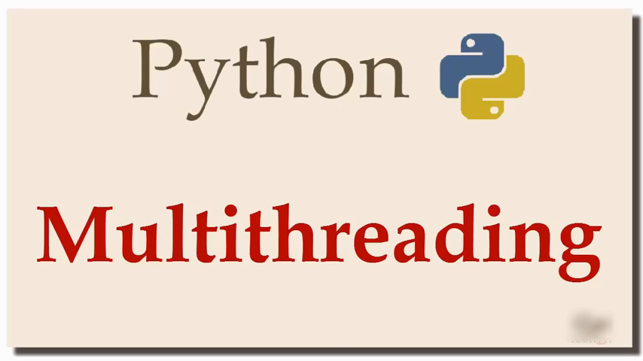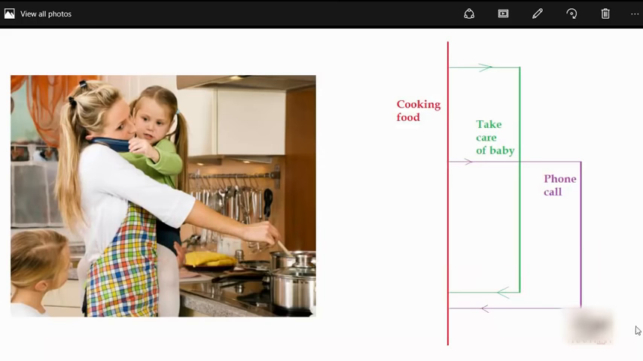Multithreading I often explain by giving the example of a busy mom. As you see in this picture, a busy mom usually juggles between multiple tasks. So she might be cooking food and at the same time she has to take care of the baby, and she often gets a phone call and she needs to handle that as well in parallel.